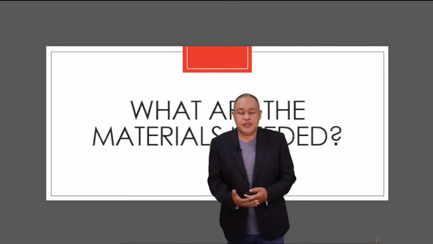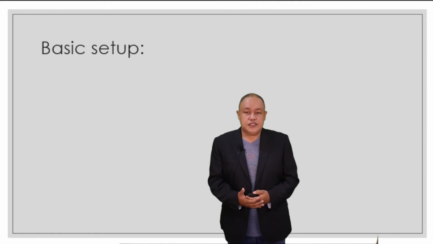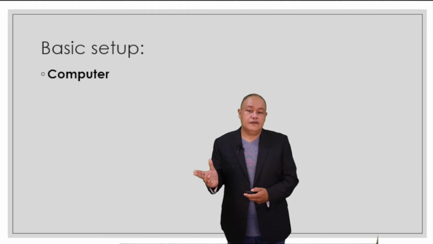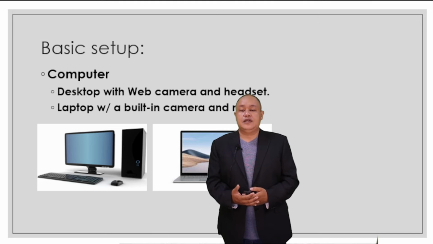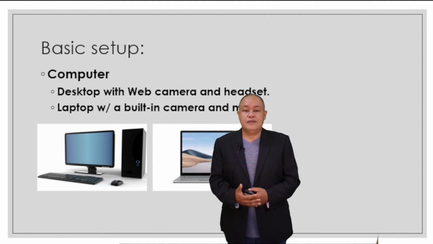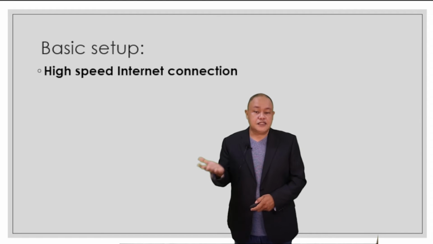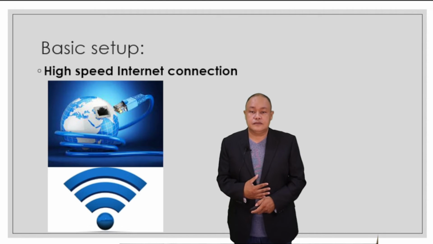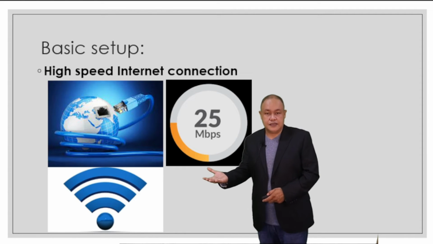Before we proceed to the download of our OBS application, what are the materials needed for chroma keying? First, for the basic setup, you must have a computer, either a desktop or a laptop. A desktop with a web camera and a headset, or a laptop with a built-in camera and built-in mic. And next, a high-speed internet connection. The baseline of fiber optic connection is around 25 Mbps.